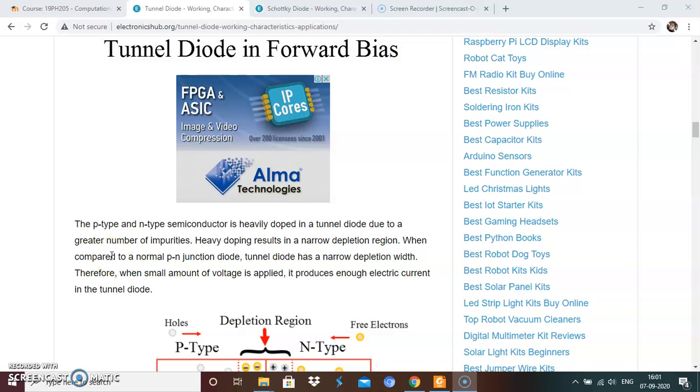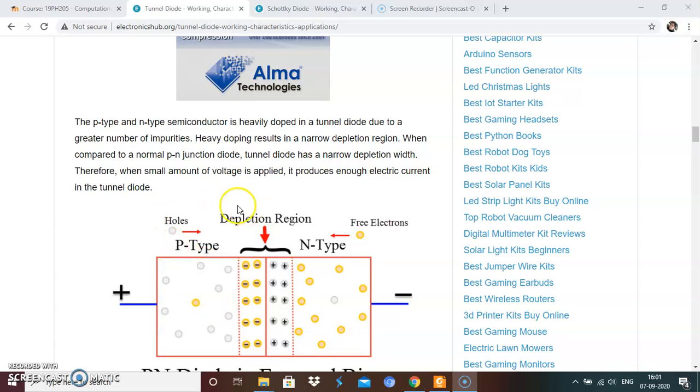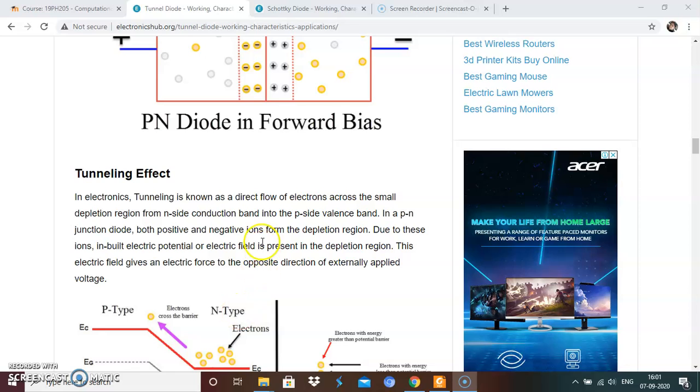When the P and N type semiconductors are heavily doped in the tunnel diode, due to the greater number of impurities, heavy doping results in a narrow depletion region. Compared to a normal PN junction diode, the tunnel diode has a small or narrow depletion width. So when a small voltage is applied to the tunnel diode, it produces a large electric current. The reason is the narrow depletion region.